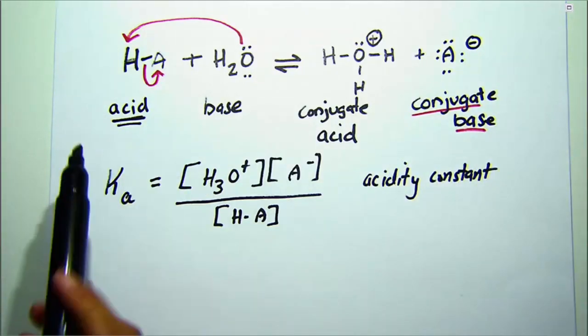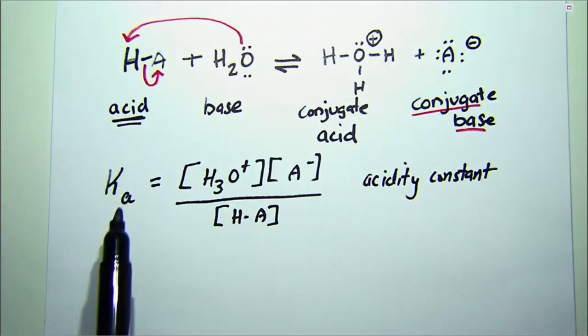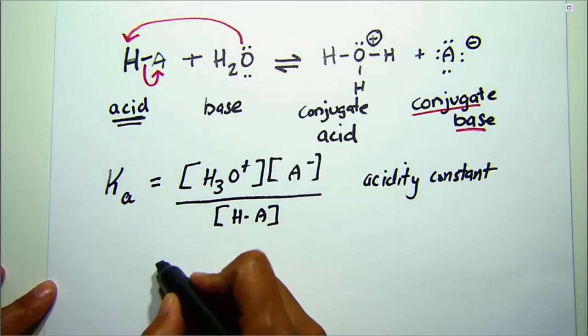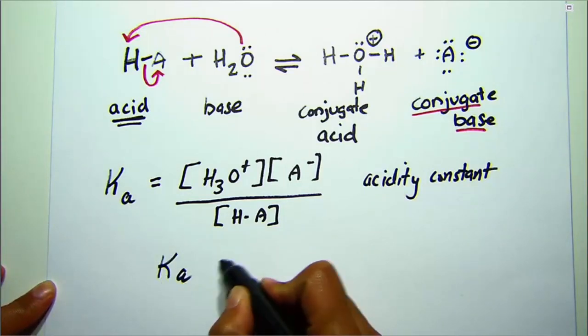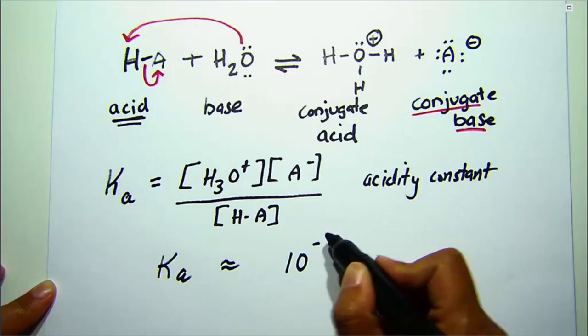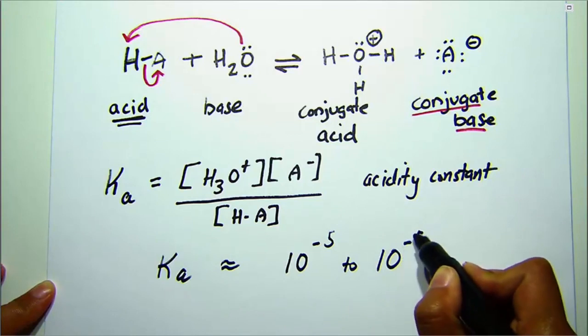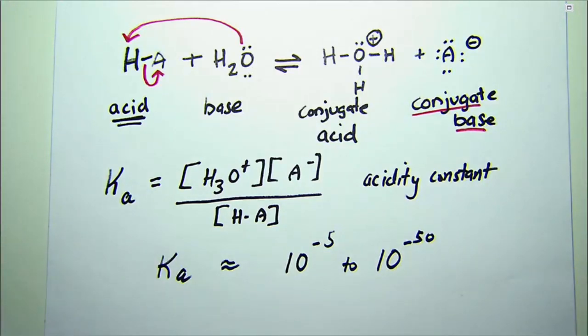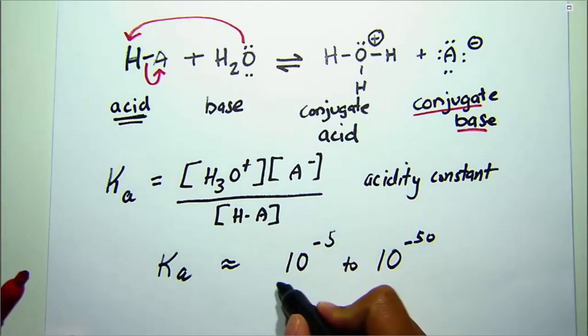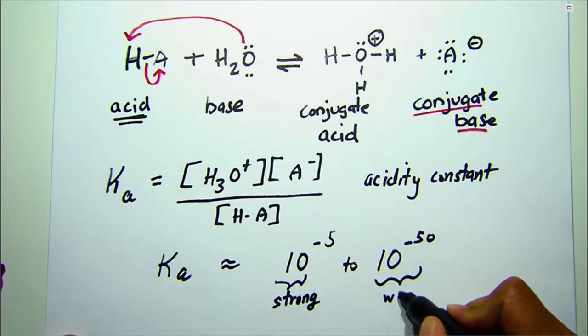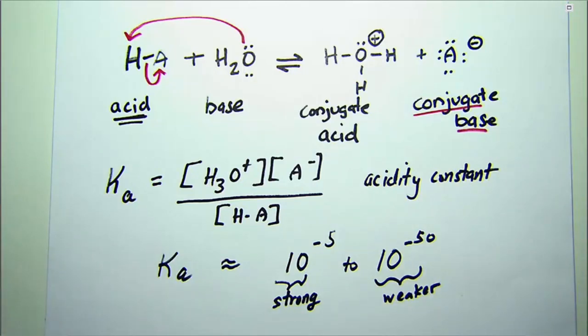If HA is a super strong acid, then the Ka will be relatively high, whereas if it's a weak acid, the Ka will be small. In general, Ka's usually range somewhere between 10 to the minus 5 to 10 to the minus 50. So something with a 10 to the minus 5 Ka would be on the stronger end of the organic acids, and 10 to the minus 50 would be one of the weaker organic acids.